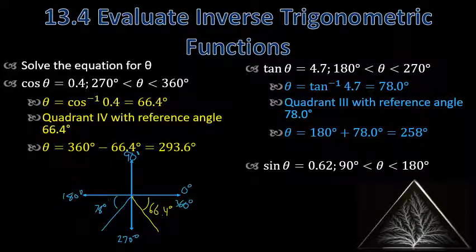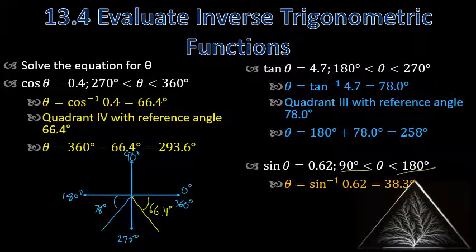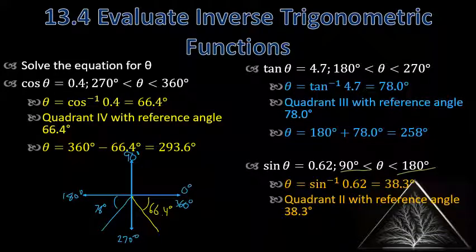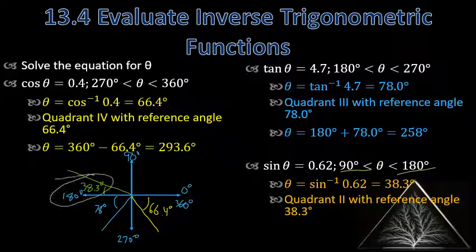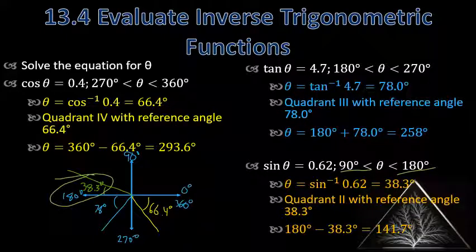Let's try one more. Sine of theta is 0.62. So I do inverse sine of 0.62, and I get 38.3. That's in quadrant 2 because it's between 90 and 180. So I want an angle in quadrant 2. The reference angle is 38.3. That goes to the x-axis. So I can use the 180 and that 38.3. Now, is that angle going to be bigger or less than 180? Less. So we'll subtract. Get 141.7 degrees.